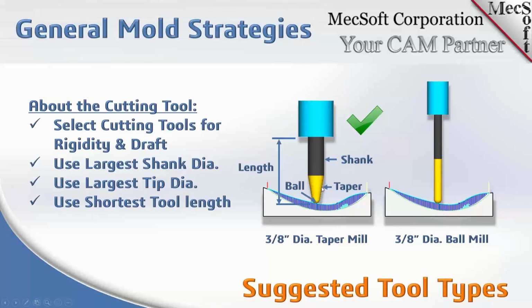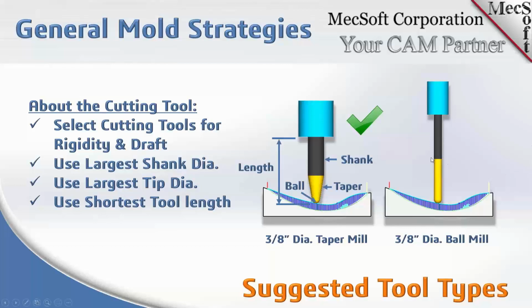And on this tool, we show a taper. Obviously, if you have a part that needs draft and your part doesn't have the draft, then you're going to want to use a taper tool in order to machine that draft automatically.